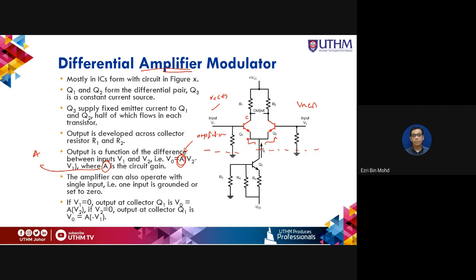Also the amplifier can operate with single input. For example, one input, either input is grounded or set to 0 lah. So if V1 is 0 here, output at collector Q1 equals apa dia? Maksudnya gandaan ataupun gain A times V2 here. Ataupun if V2 is 0 here, then V out is equal to minus A V1. Dia berapa tu? Phase is reverse. The direction is reverse. And the gandaan or the gain is same lah, constant.